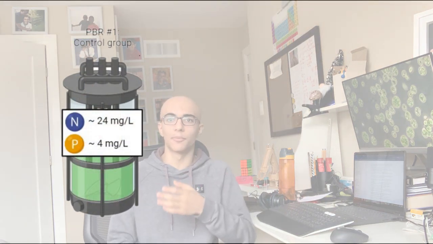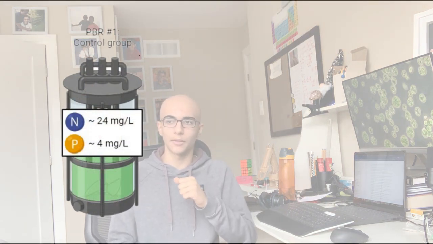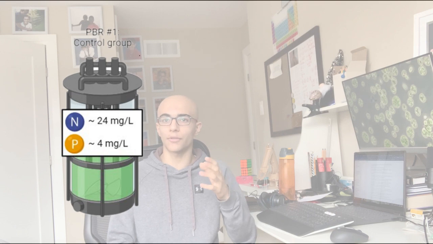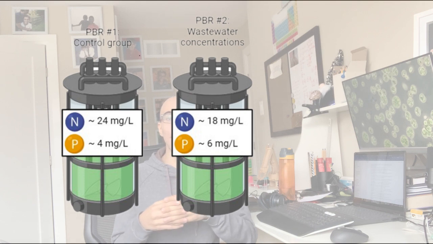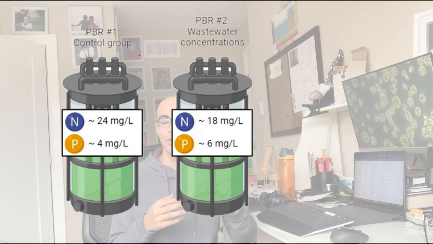Photobioreactor, or PBR number 1, is going to be my control group. This one's going to have optimal concentrations of nitrogen and phosphorus that are ideal for the algae to grow. PBR number 2 is going to have nitrogen and phosphorus in wastewater-like concentrations. Wastewater typically has less nitrogen, but more phosphorus than the optimal conditions. But for microalgae wastewater treatment to work, we need to make sure that they're able to withstand these conditions and that they're able to absorb nitrogen and phosphorus quickly enough.